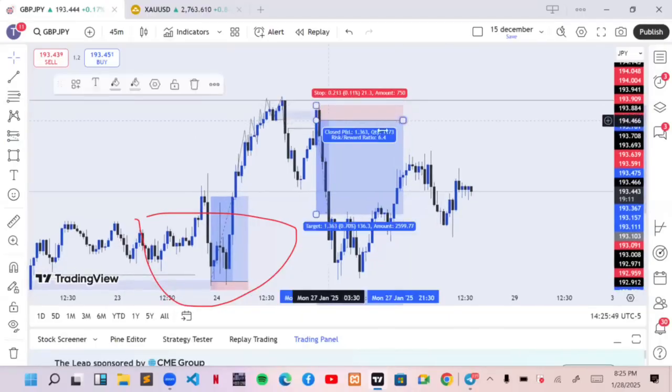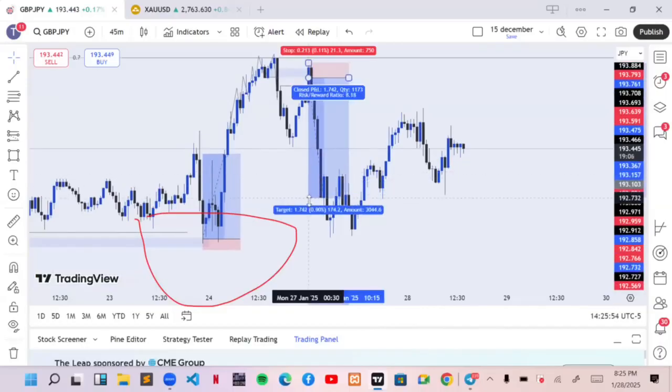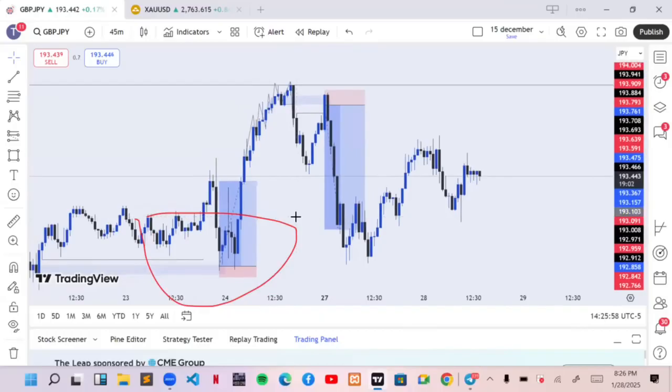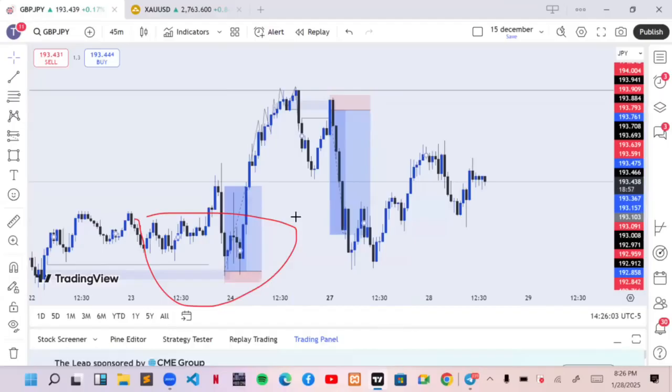Take the trade here, and then you can target till this next inducement level here. This is a clean 1:8 risk to reward ratio trade. If you risk $100, you would have made $800. If you risked $1,000, you would have made $8,000.